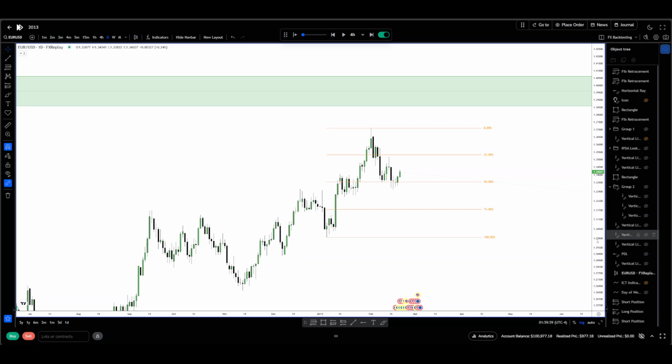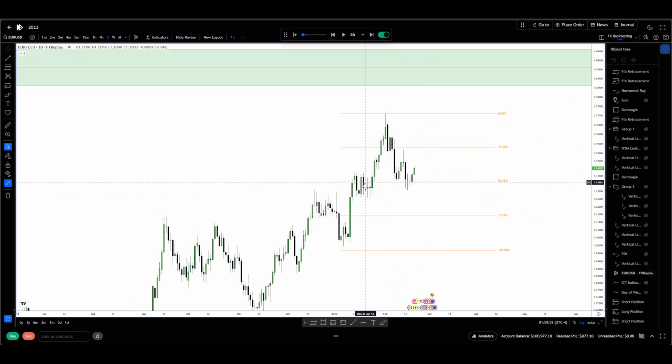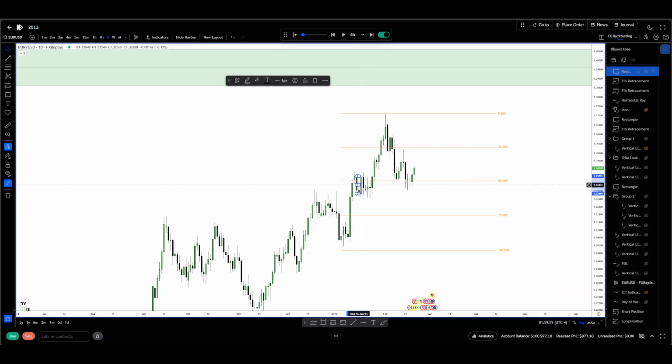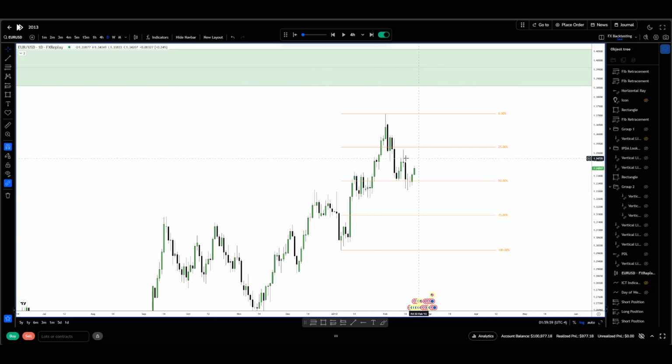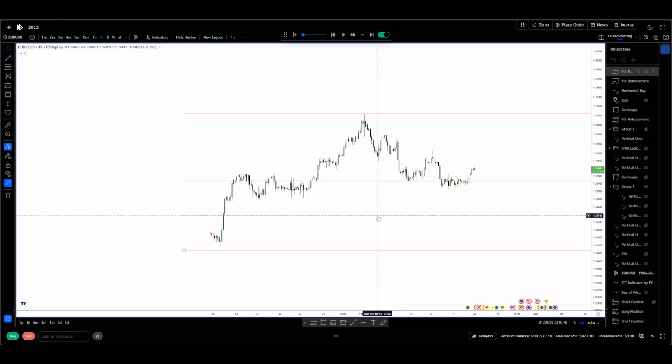Yeah, so price stepped into discount and respected this order block. Let's take the bigger one like that. Respected it, it has now shifted. Looks like the upside, but still order flow is bearish, so there may be a small retracement. So let's look at the 4 hour.